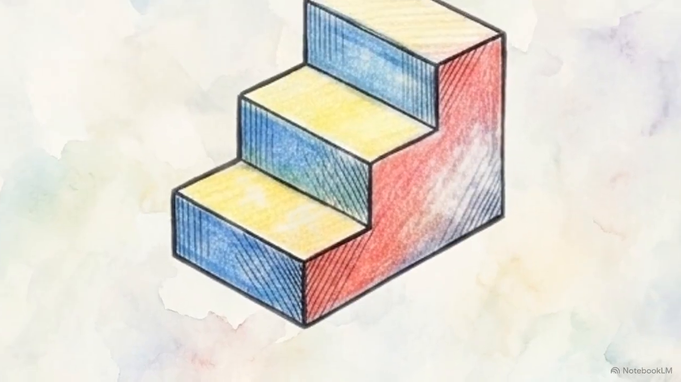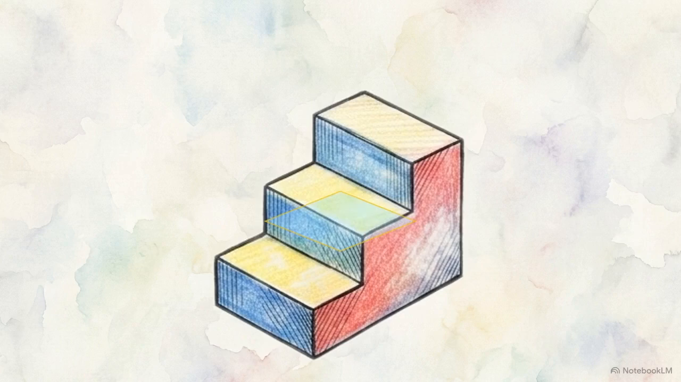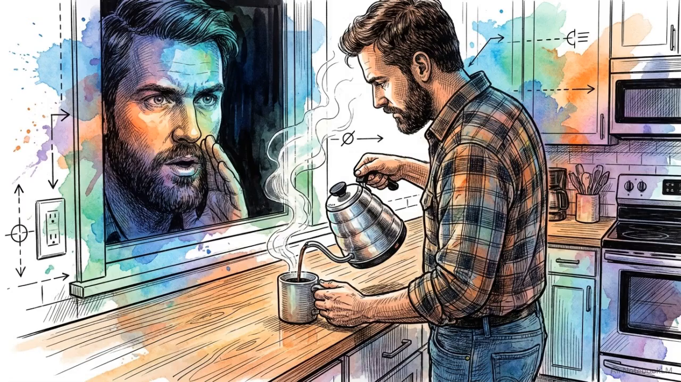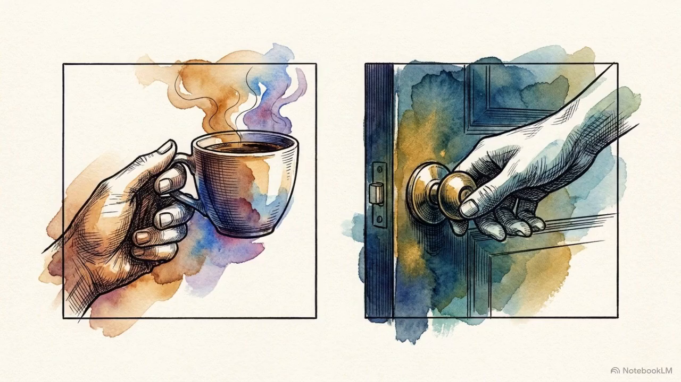Stage 2 is the narrative monologue. Here, we progress from static objects to active verbs. Mentally narrate your own real-time daily actions using the simple present or future tense. Tell yourself, I am drinking coffee, or I will open the door.